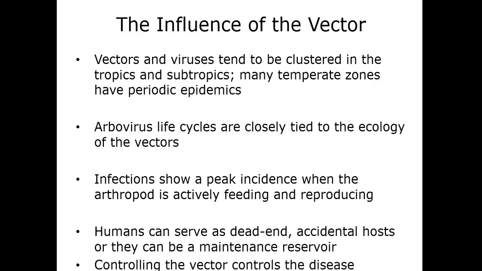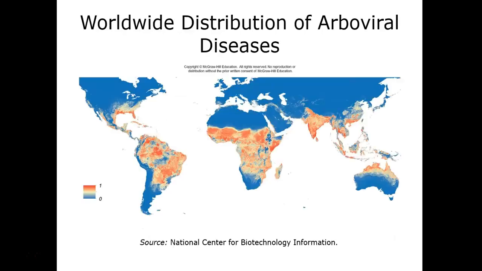Humans can serve as kind of the accidental host, or they can help to maintain the reservoir, depending on the incidence in the population. So controlling the vector controls the disease. If you reduce the populations of mosquitoes and ticks, that is going to ultimately decrease the numbers of infections.